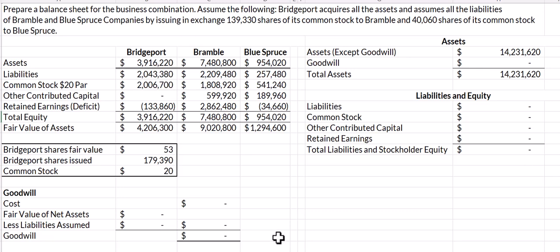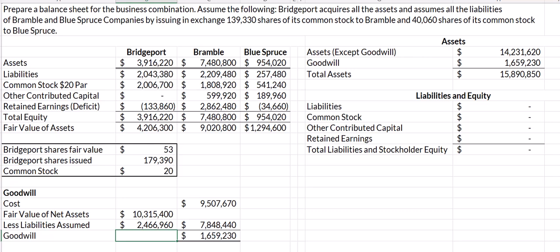So in order to calculate goodwill, first thing I have to do is figure out the cost. And the cost was the 179,000 shares issued, and they were issued at fair value of $53 a share. We're going to then take into account the fair value of net assets less liabilities assumed. So this is going to be the fair value of the assets of Bramble plus the fair value of assets of Blue Spruce. But we assumed some liabilities, and those liabilities were $2.2 million for Bramble and another $257,000 for Blue Spruce. So I'm going to take fair value of net assets minus liabilities assumed.